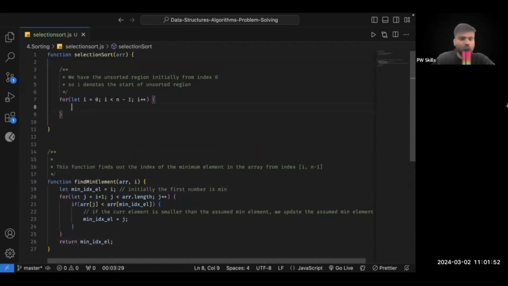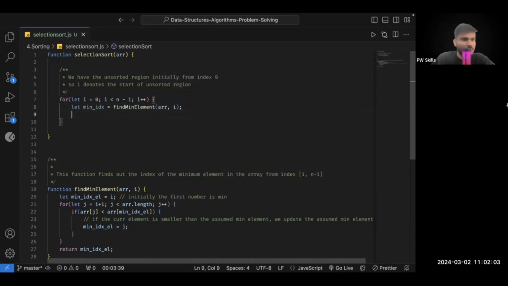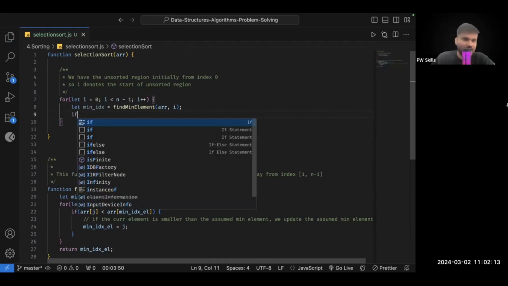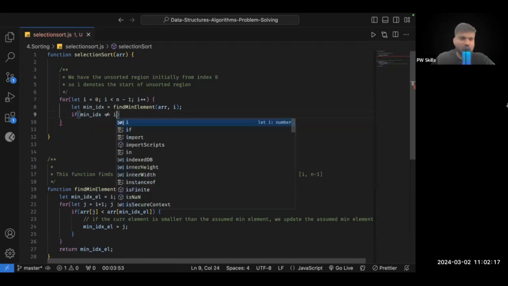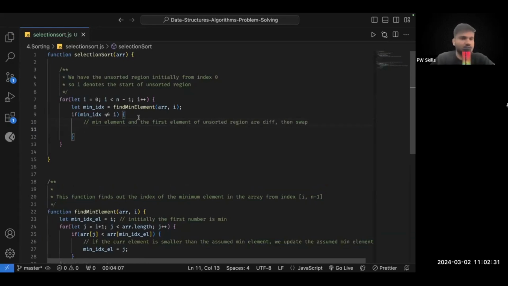And here, we say let minimumIndex = findMinimumElement(arr, i). We got the minimum element. We will swap this minimum element with the first element of the unsorted region. How do we do that? We say if minimumIndex is not equal to i, that means the minimum element and the first element of the unsorted region are different, then swap.